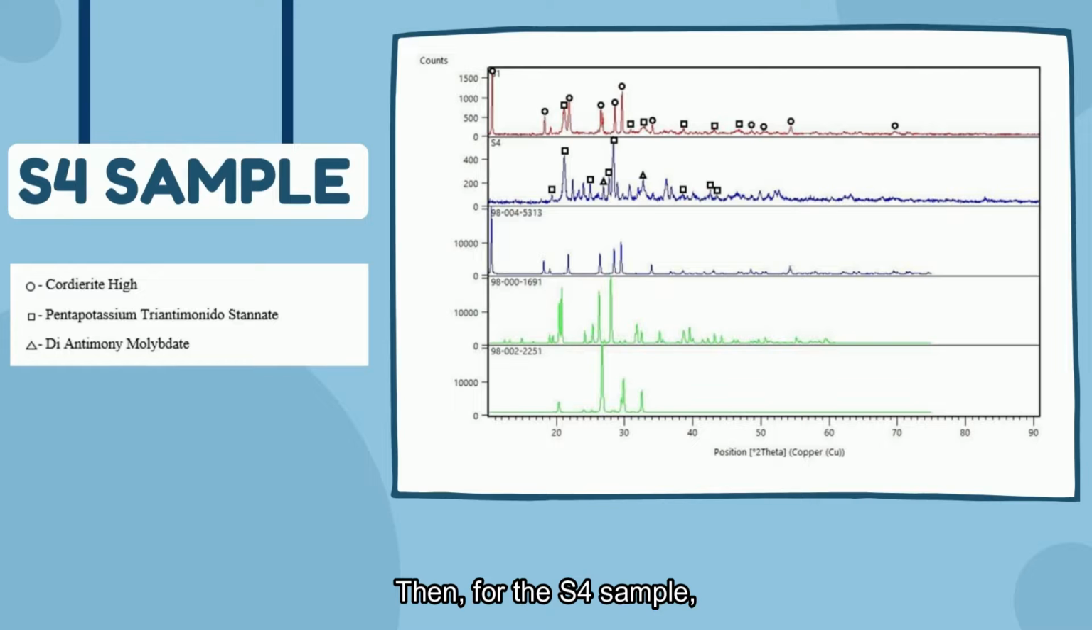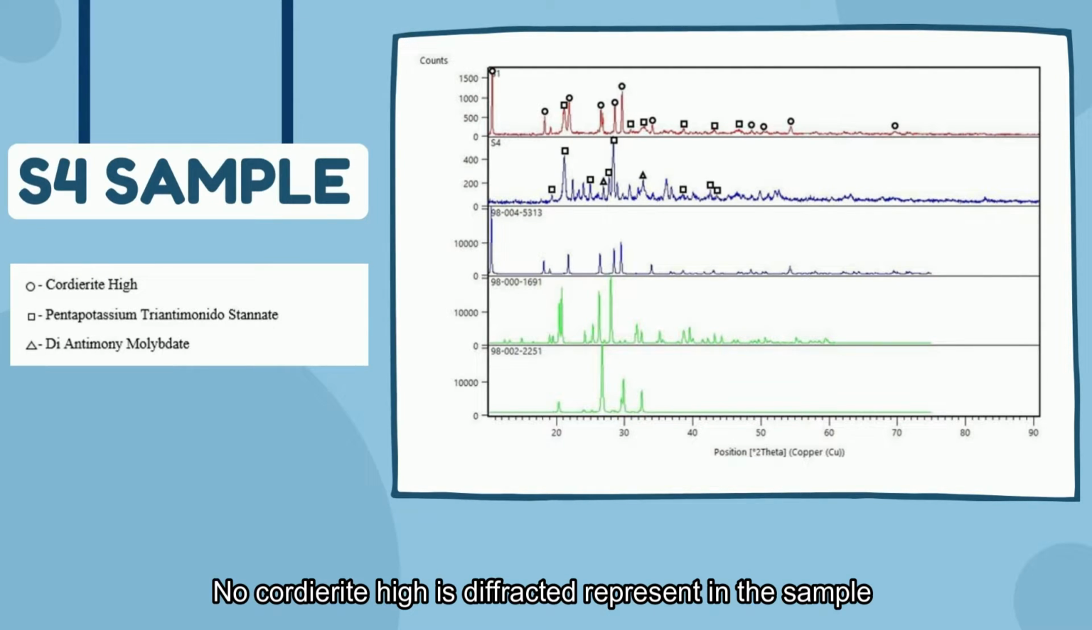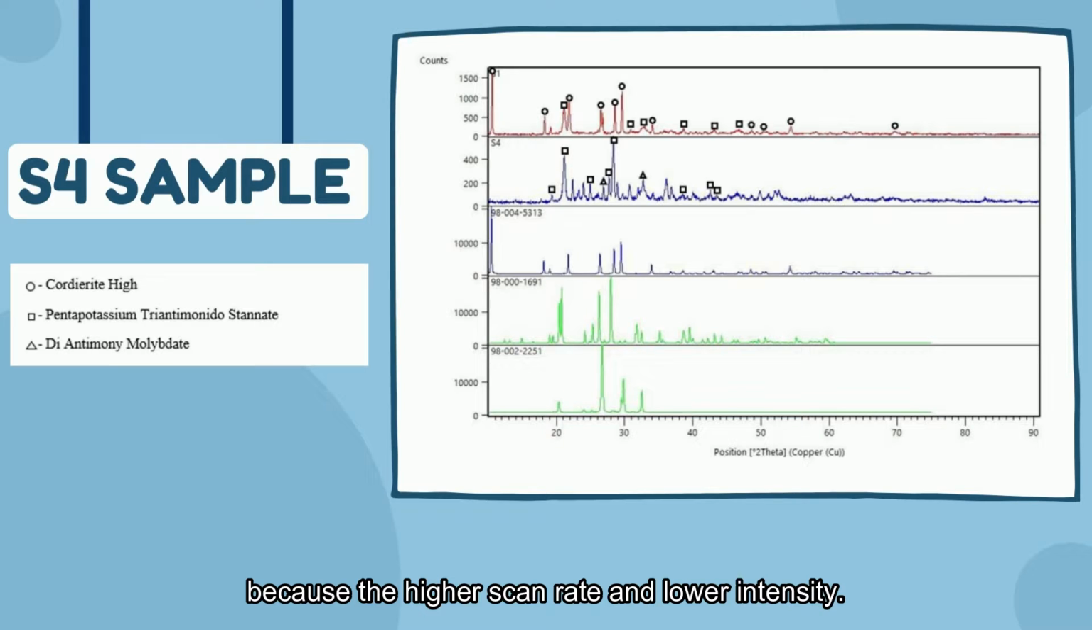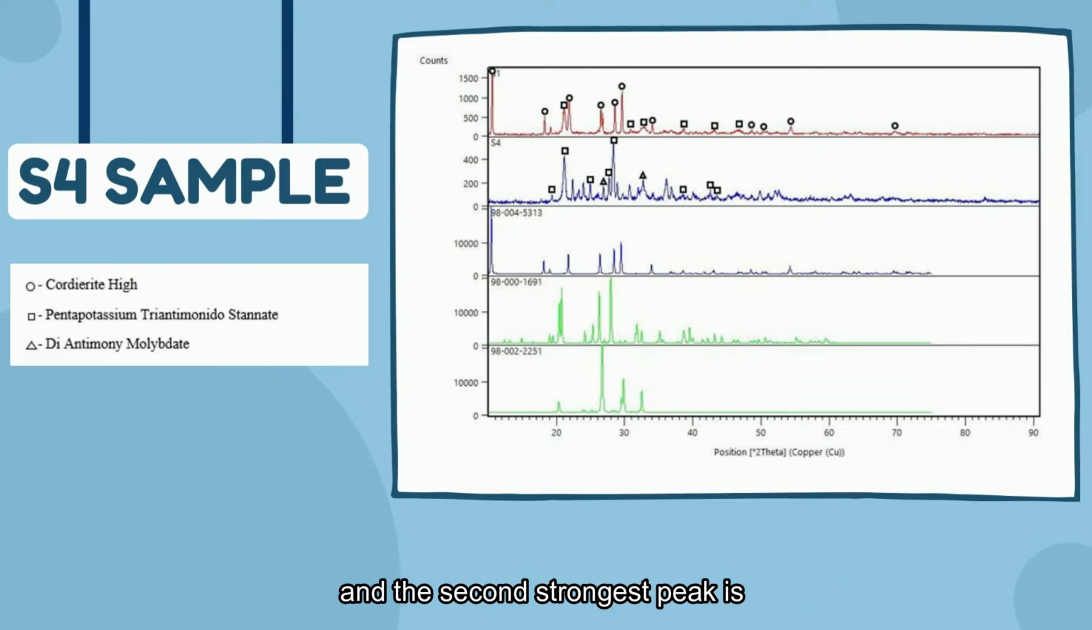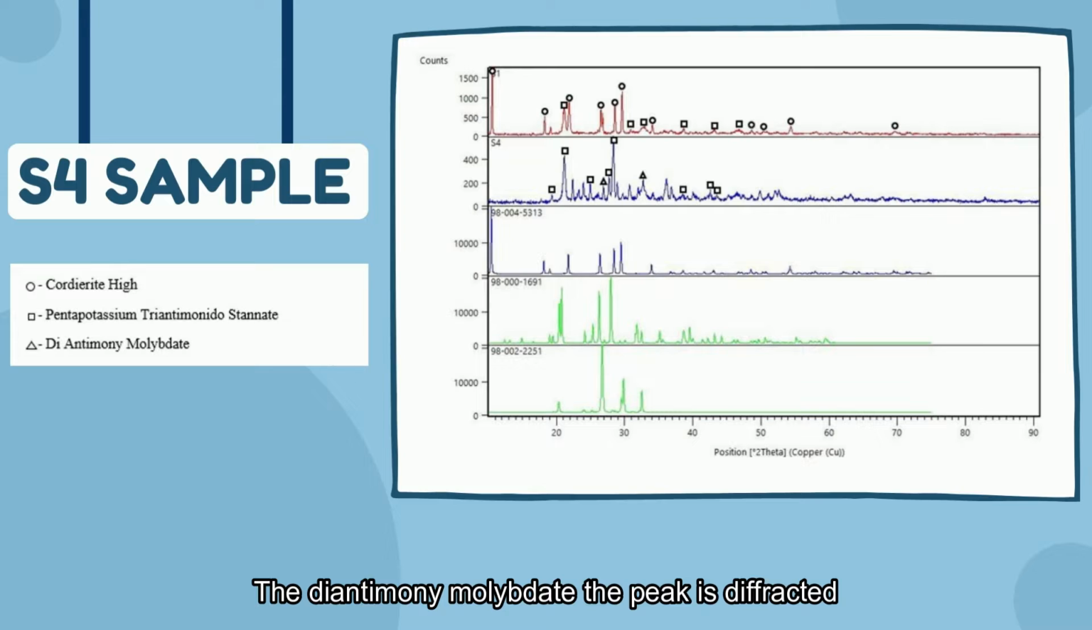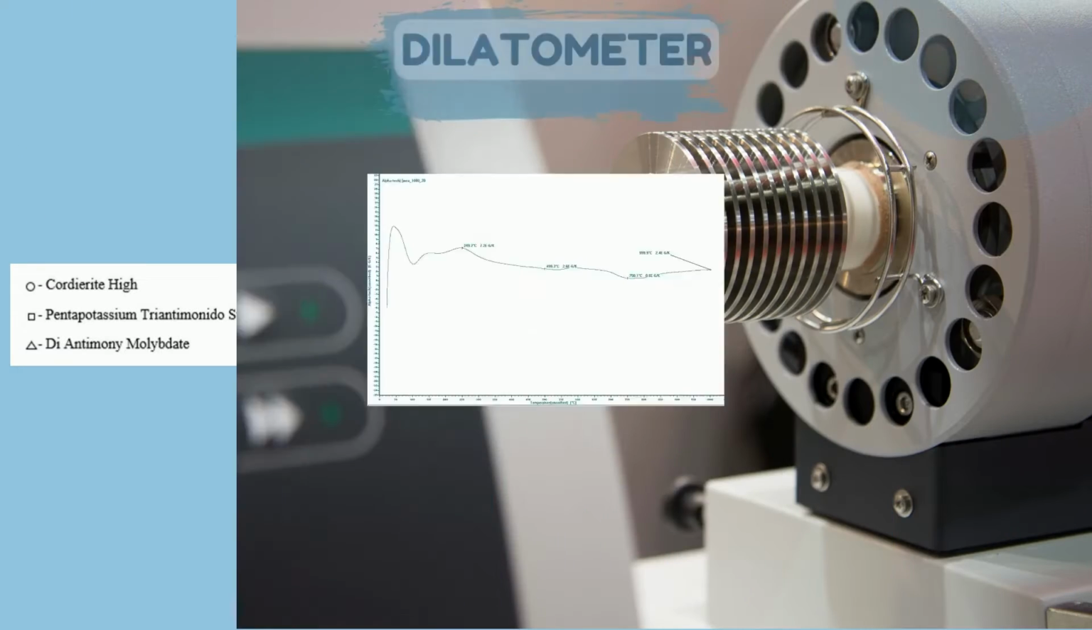Then, for the S4 sample, no cordierite is diffracted in the sample because of the higher scan rate and lower intensity. For pentapotassium triantimonidostannate, the strongest peak is diffracted at plane 122 with 28.023 degrees, and the second strongest peak is diffracted at 11-4, which is 21.562 degrees. For diantimony molybdate, the peak is diffracted at plane 04-2 with 32.518 degrees, while the second strongest peak is diffracted at plane 300, which is 26.833.